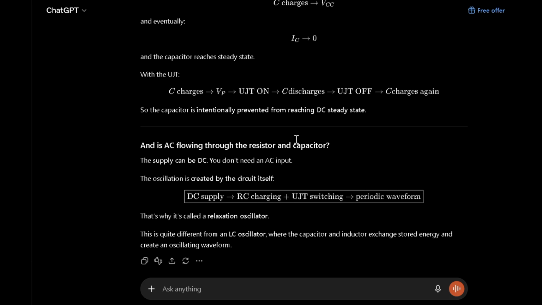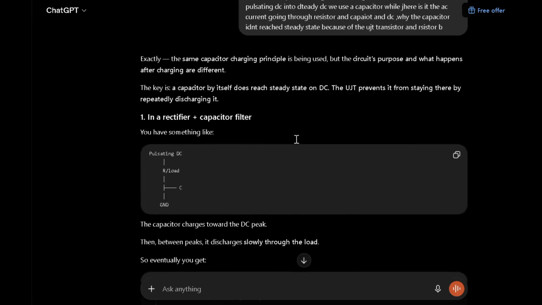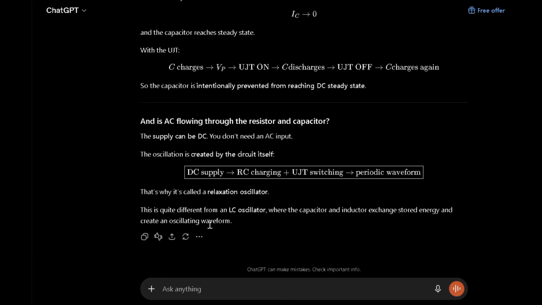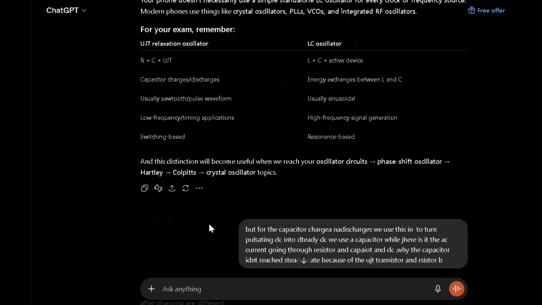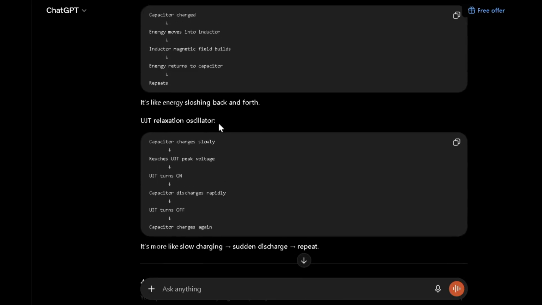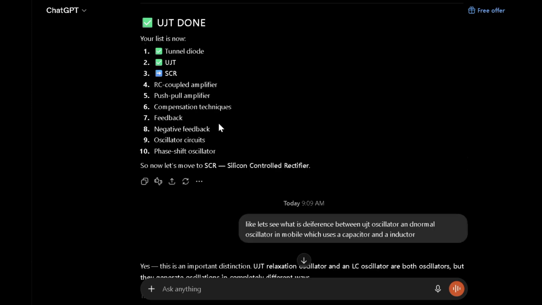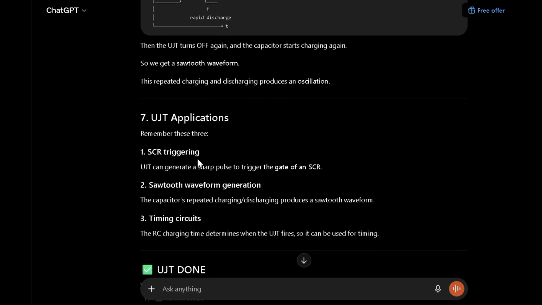Now let's get into its applications. UJT applications include the SCR trigger. A UJT can generate a sharp pulse to trigger the gate of an SCR. So this UJT transistor is also used with an SCR. We are going to learn it. What is it? Silicon controlled rectifier.